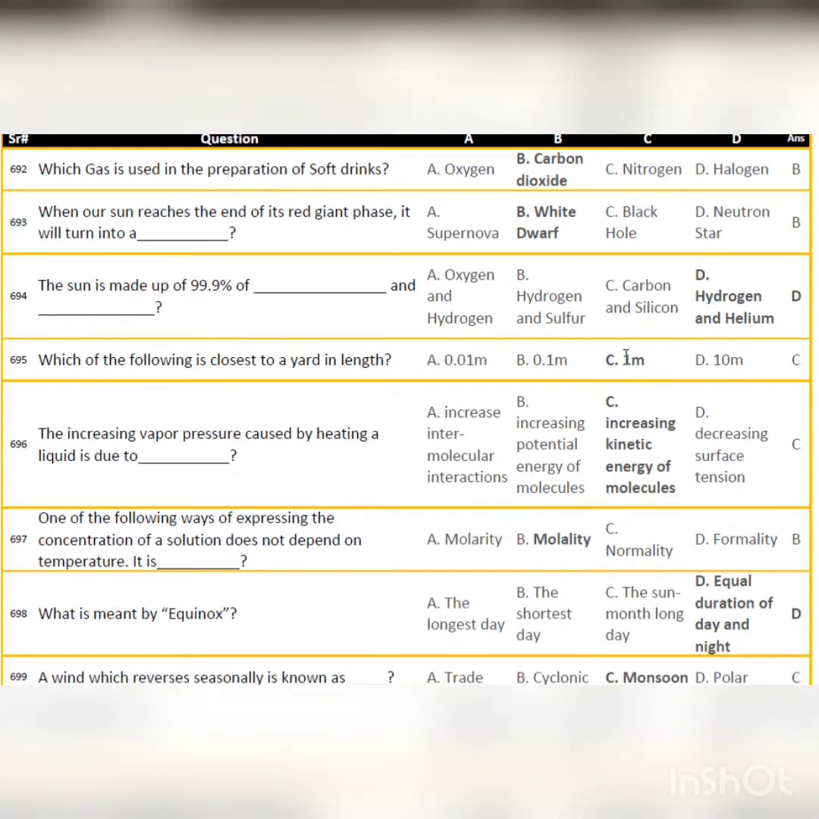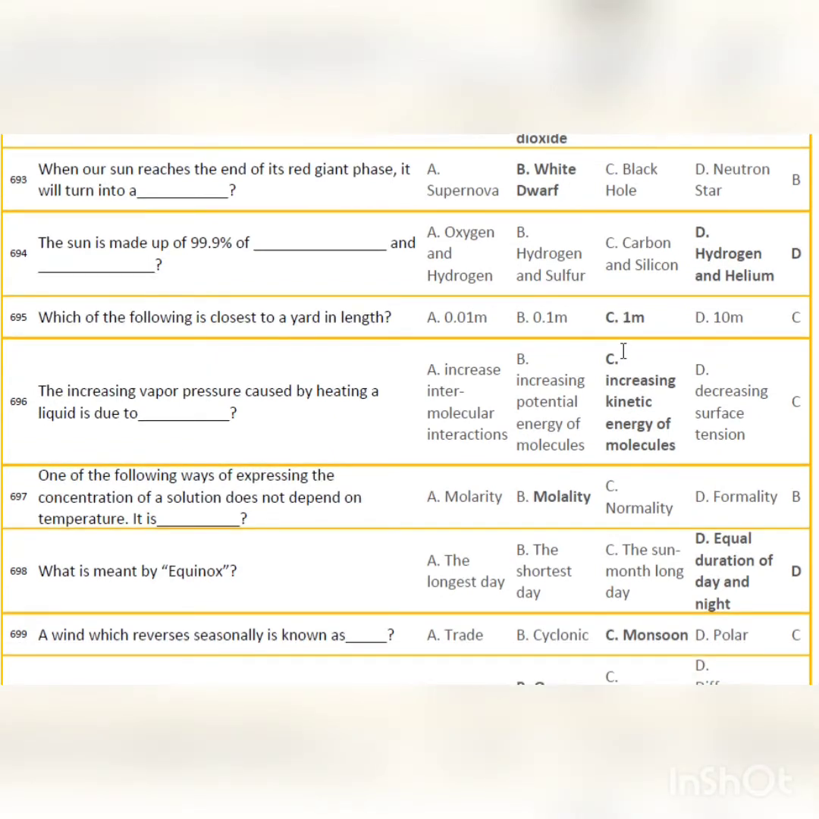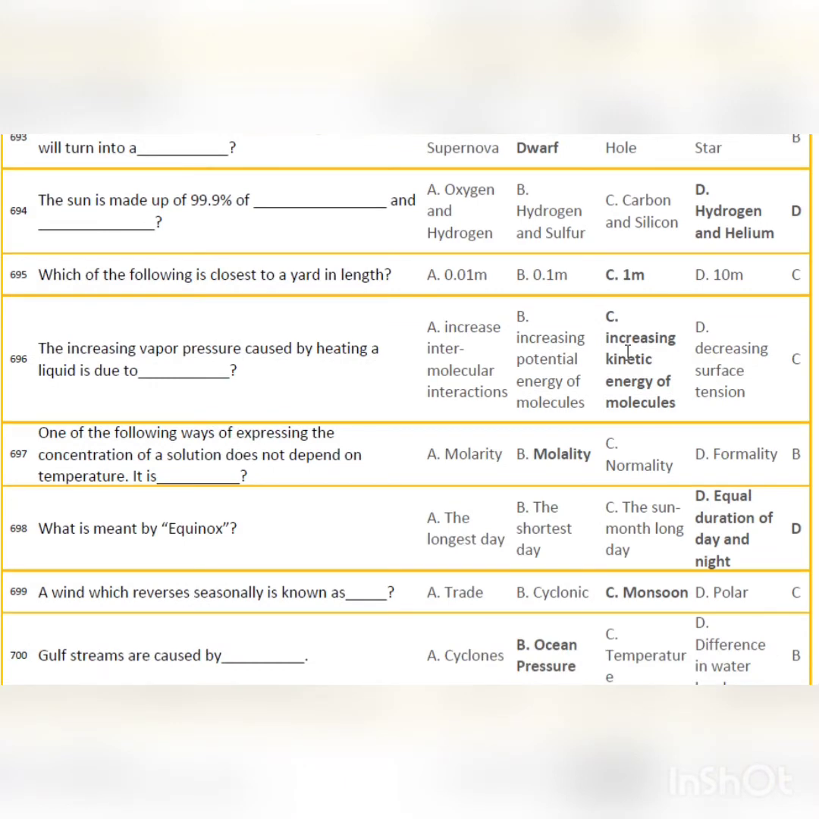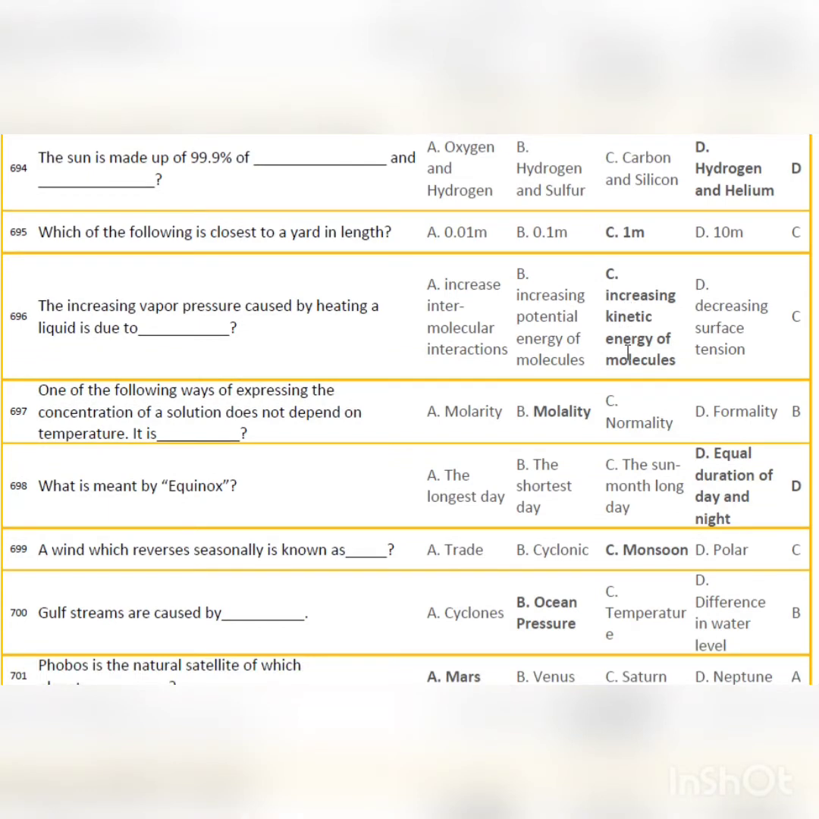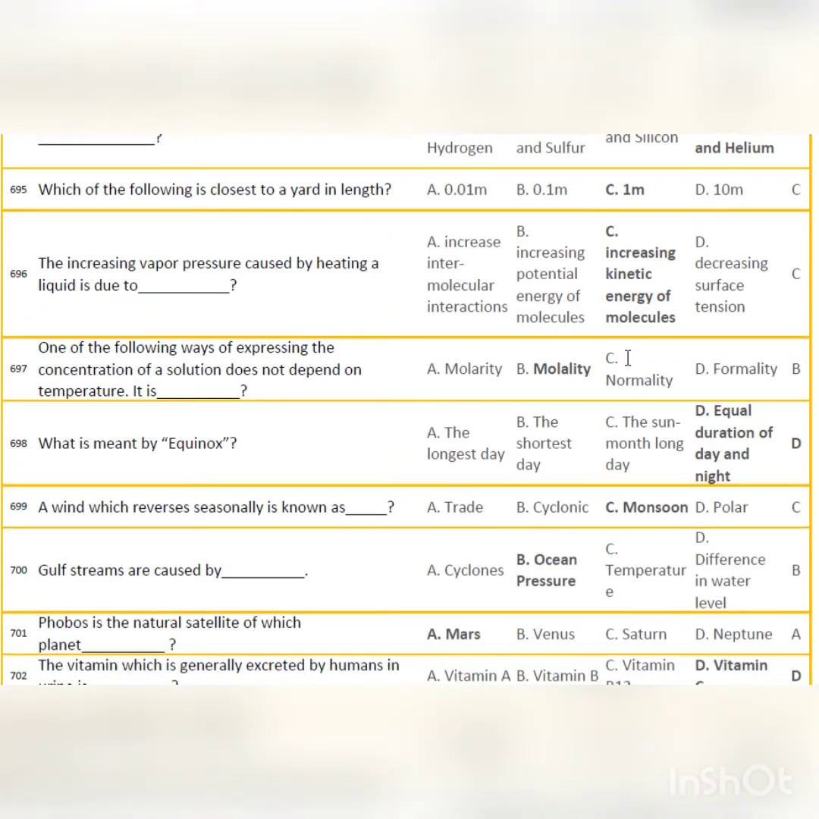In the whole periodic table, which element is the most reactive metal? A. Cesium, B. Lithium, C. Helium, D. Neon. Answer is B. Lithium.